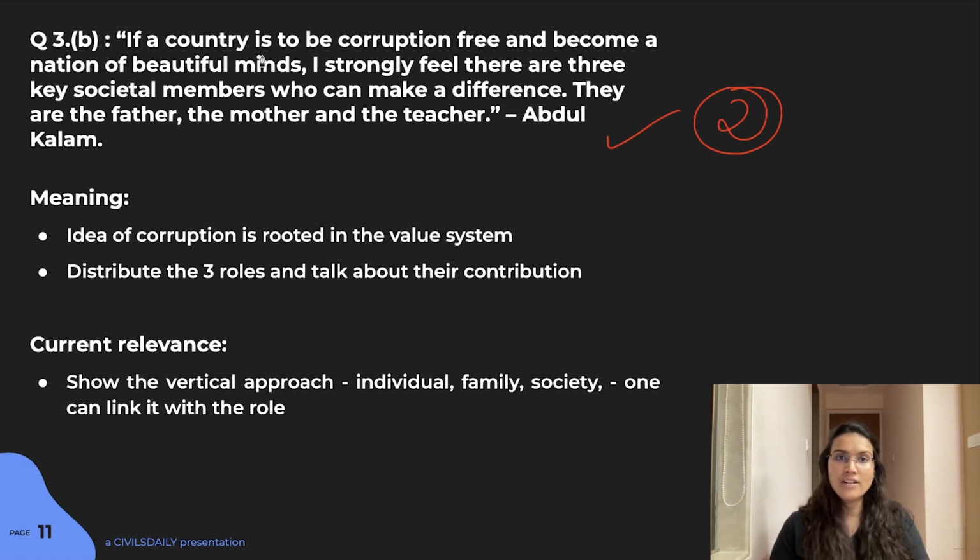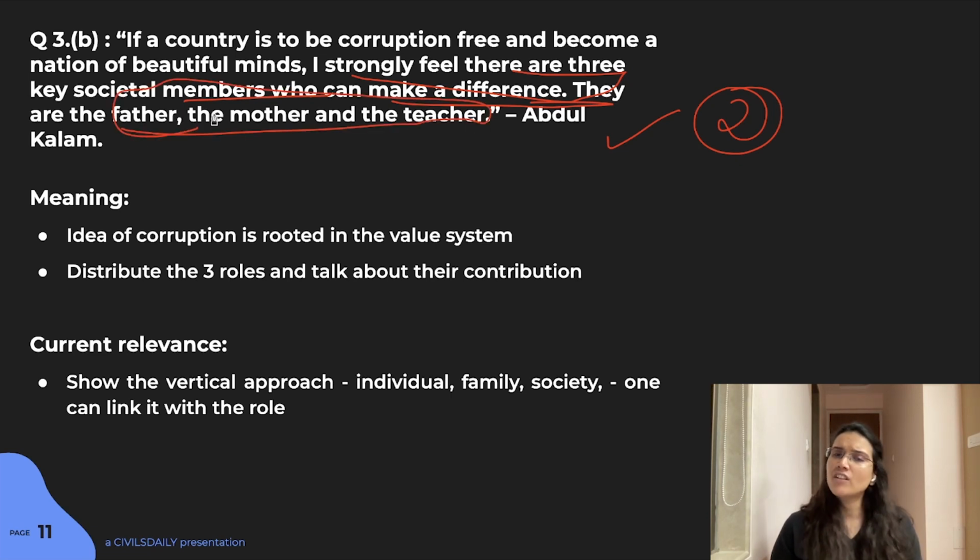If a country is to be corruption-free and become a nation of beautiful minds, I strongly feel that there are three key societal members who can make a huge difference, and they are father, mother, and teacher.